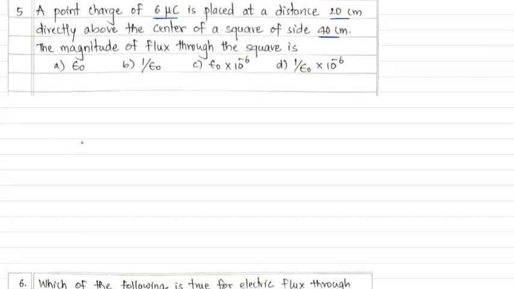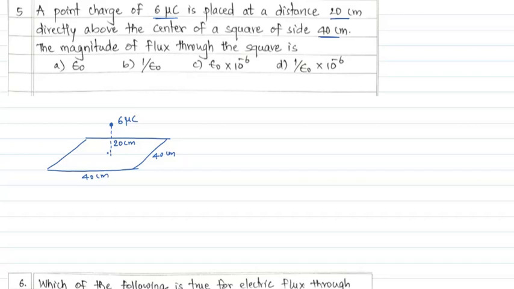Just to understand, imagine, students. First there is a square. Charge is placed at a distance of 20 centimeters exactly above its center. So here the charge is there, 6 microcoulomb. This is 20 centimeters, and the side of the square is 40 centimeters.